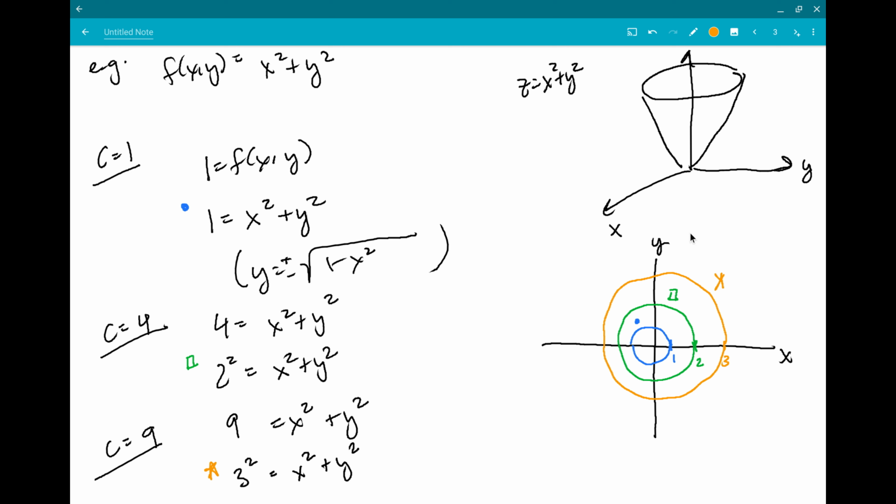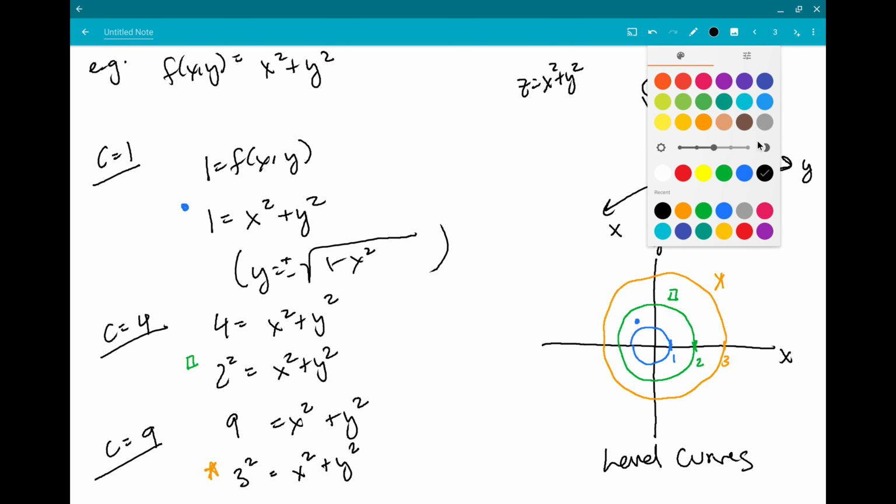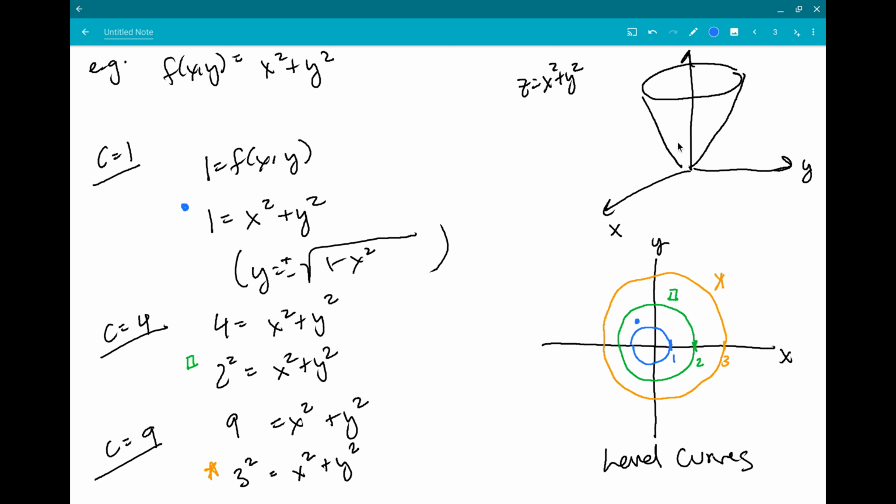But those give us our level curves. And if somebody asked you to plot the level curves, you could stop right there. Just so that we're all on the same page about what a level curve actually is, though, I'd like to show you on this picture of z equals x squared plus y squared that what we're actually doing is taking slices.